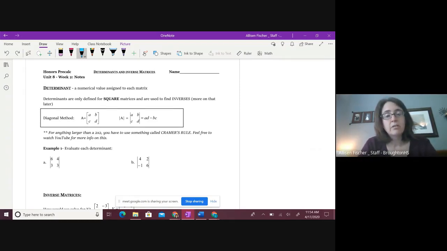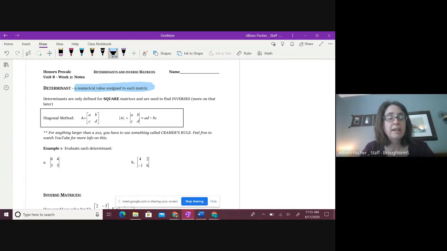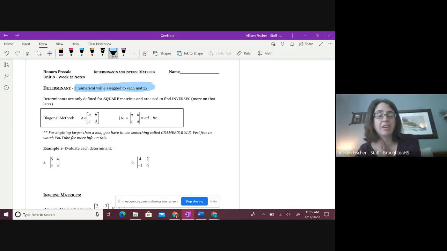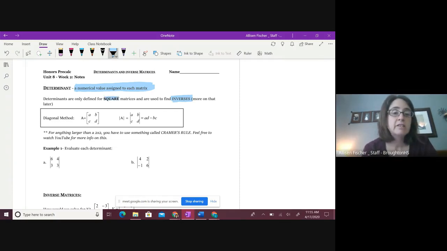Okay, so we are going to start with something called a determinant. The determinant is known as a numerical value assigned to each matrix. It is really kind of a dumb number, but it is going to be used to find something called an inverse, which we'll talk about in a little bit. So in terms of an inverse, it's kind of important. We can only find it if we have a square matrix. And a square matrix is exactly what it sounds like. It's going to be in the shape of a square.